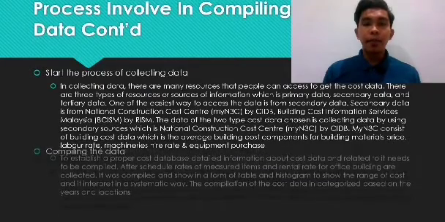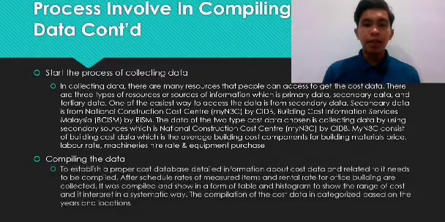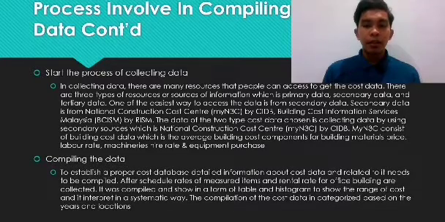Okay, lastly, compiling the data to establish a proper cost database. Detailed information about cost data and related to it needs to be compiled. After schedule rates of measured item and rental rates for office building are collected, they are compiled and shown in the form of table and histogram to show the range of cost and interpreted in a systematic way. The compilation of the cost data is categorized based on the years and location.